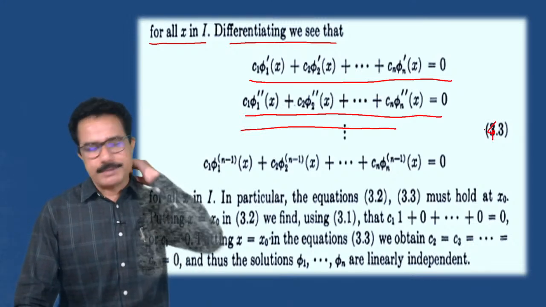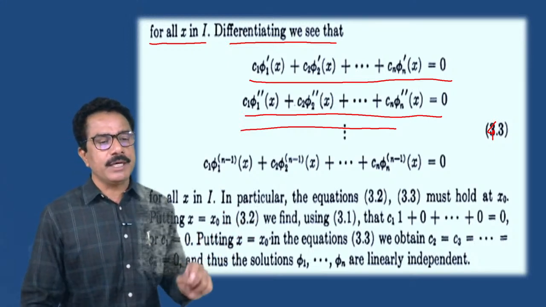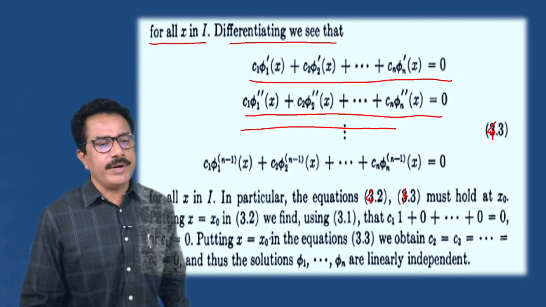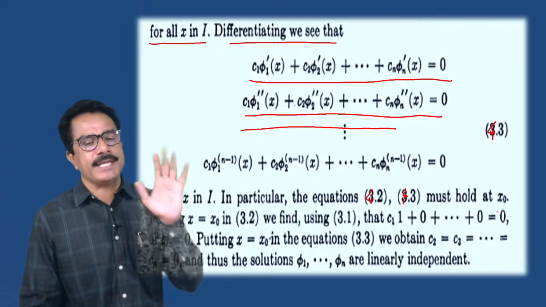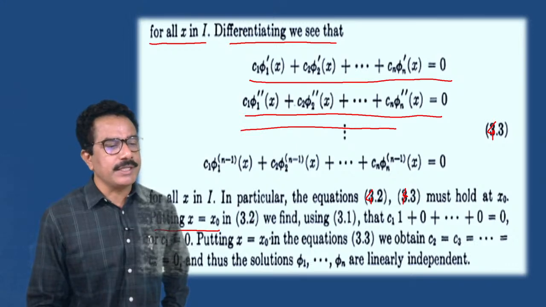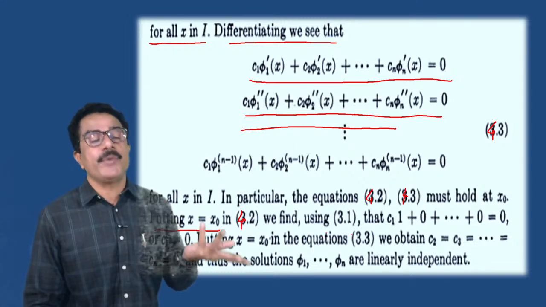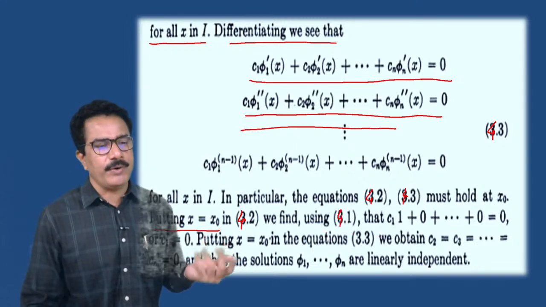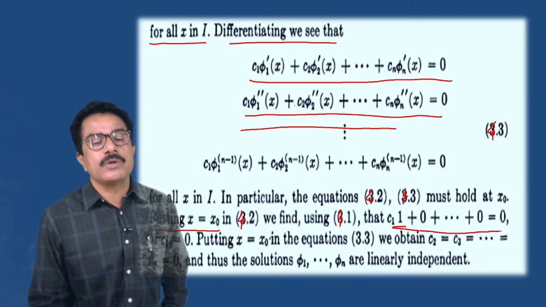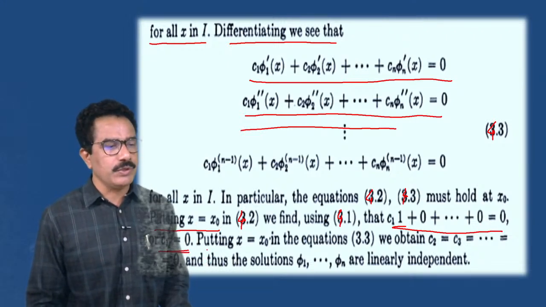Okay, I shall repeat this. For all x in I, in particular the equations 4.2, 4.3 must hold at x naught. Now putting x is equals to x naught in 4.2, then we find using 4.1 that C1 into 1 plus remaining terms all go to 0. So we get C1 is equals to 0.